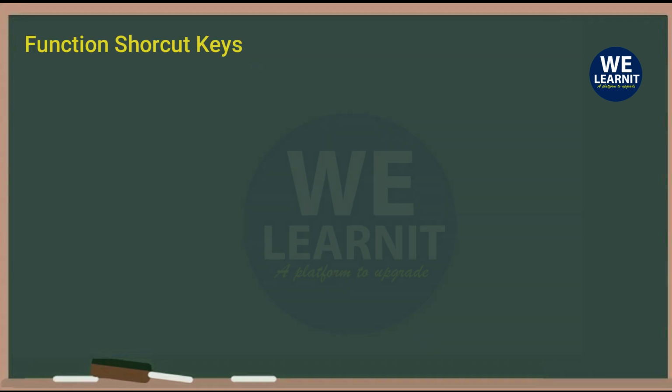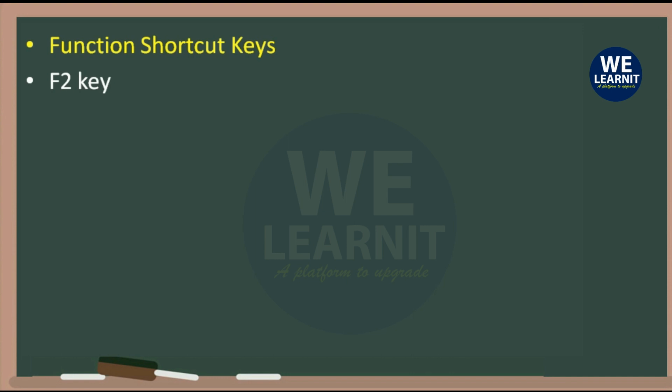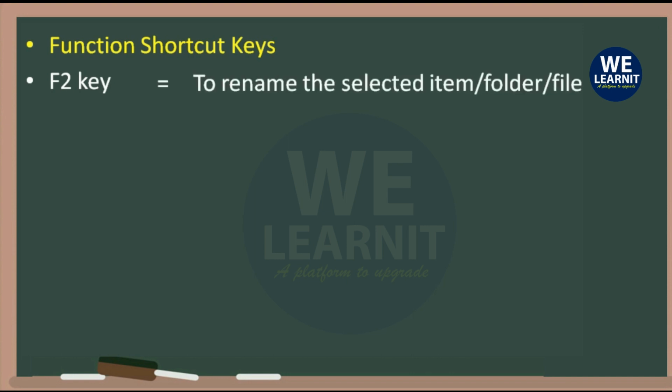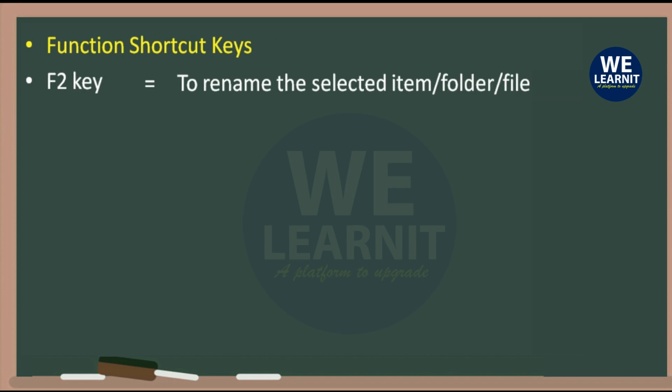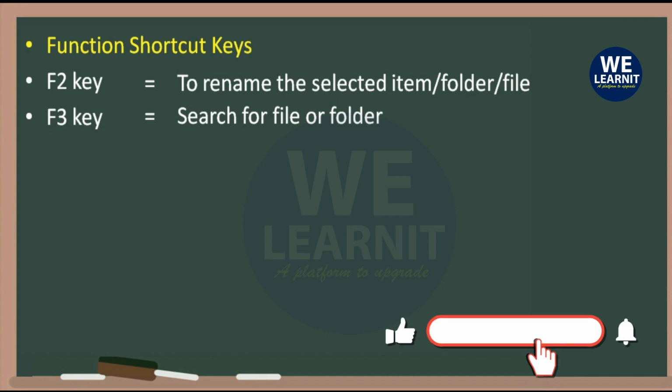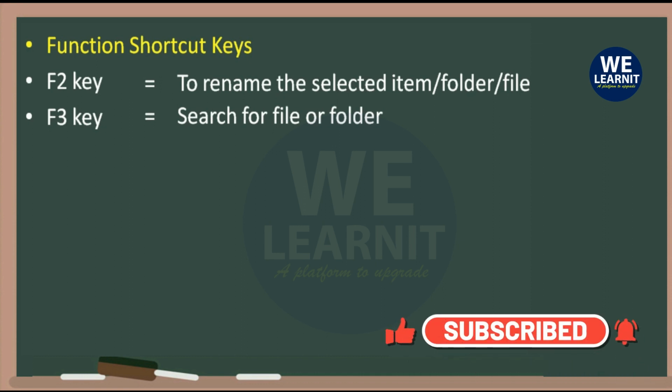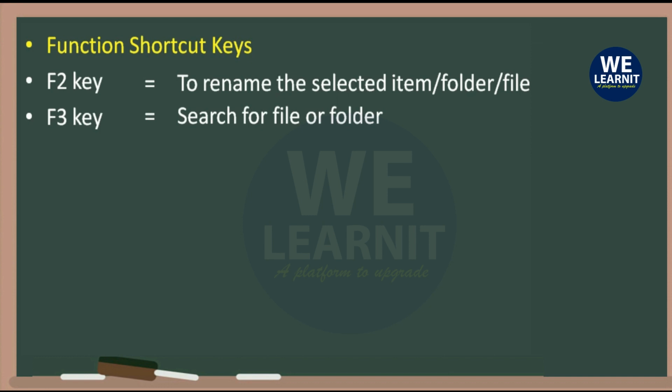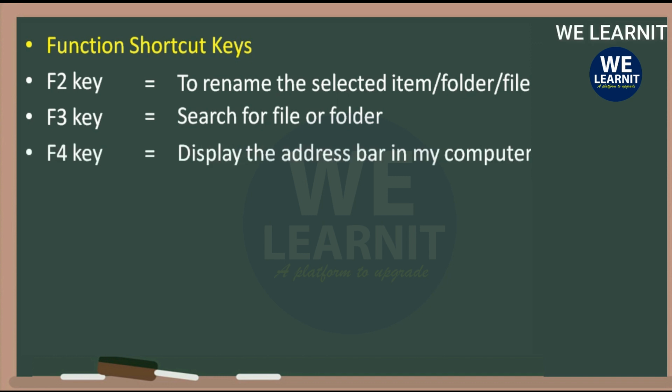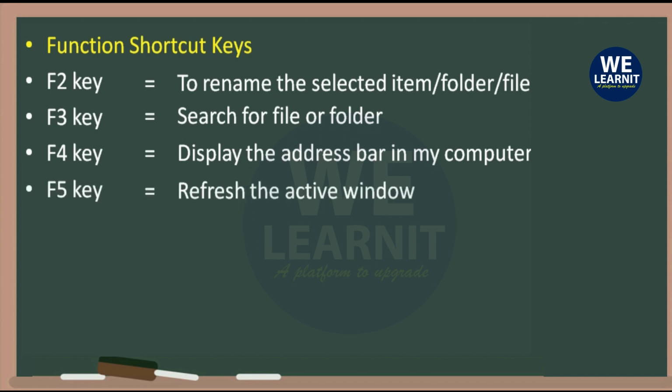So now let's get into the third section, and that is function shortcut keys. F2 key we use to rename the selected file, folder or anything. The F3 key we use to search for a file or folder. By pressing this, the search menu will open, where we need to type the file or folder that we are searching for. F4 key to display the address bar in My Computer. F5 key to refresh the active window.